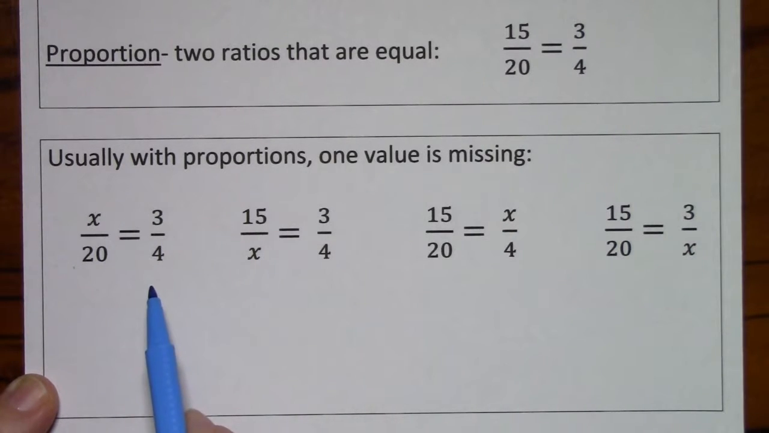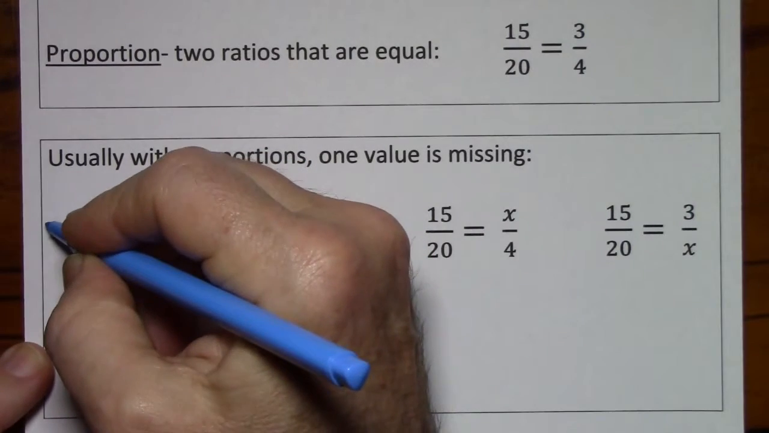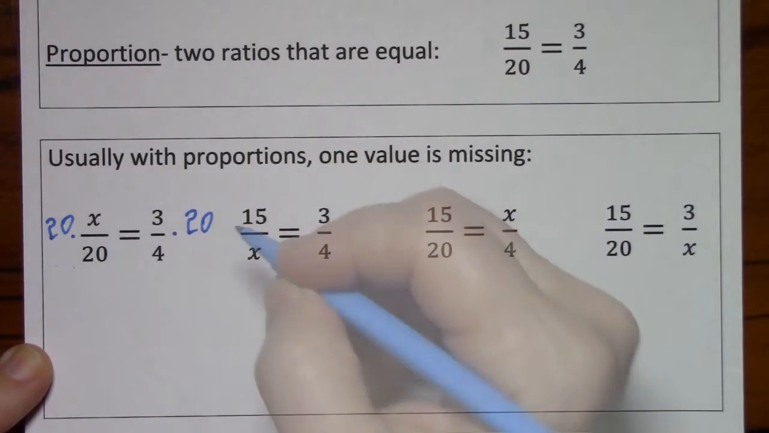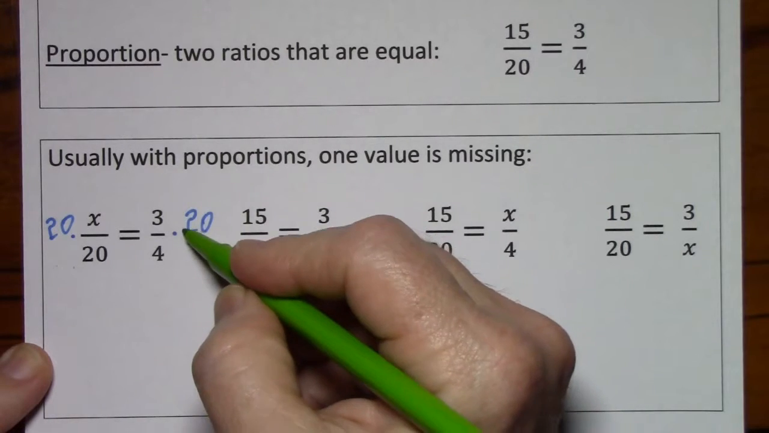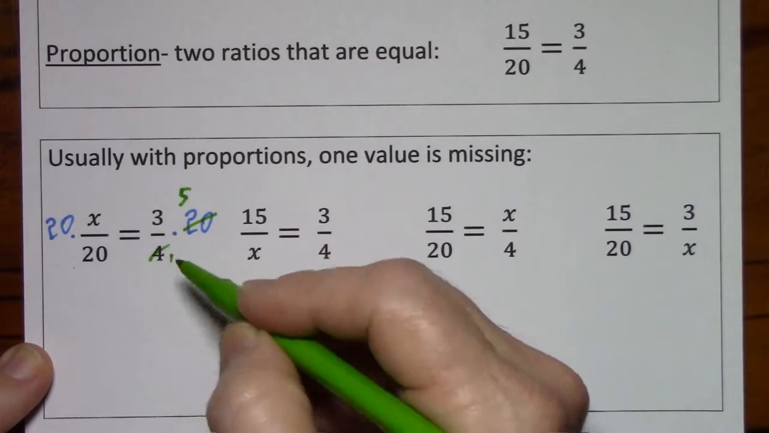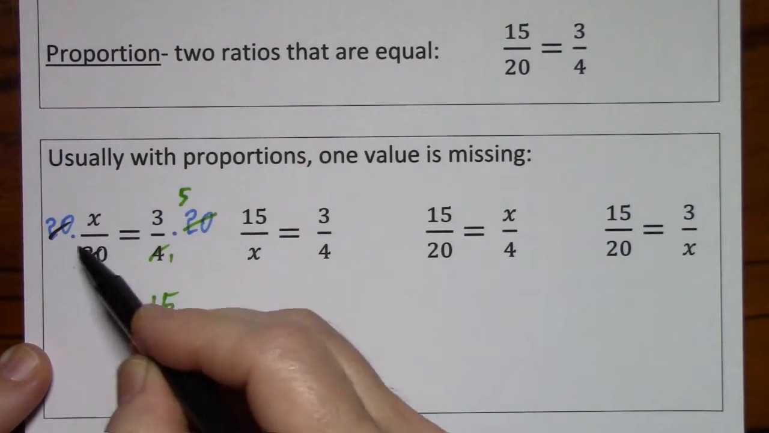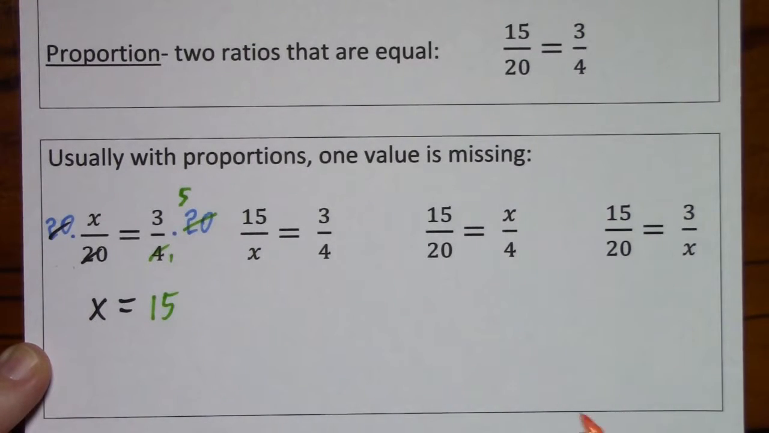Okay, with our first proportion, to get x by itself, we just want to get rid of the 20. So times 20 on each side of the equal. We have a common factor of 4, so we'll reduce. Divide by 4. Divide by 4. And as always, these canceled, so you have x equals 15.